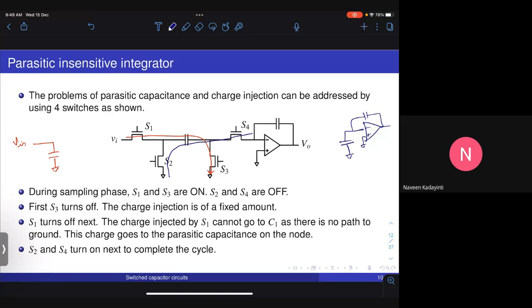But what is this different arrangement of switches? So what is done here is during the sampling phase, S1 and S3 are on, S2 and S4 are off. Nothing special there. That's what I just discussed. But when you're switching from the sampling phase to the integrating phase, first S3 is turned off. Okay, S3 turns off first. What happens is when S3 was on, both the terminals of S3, which is the drain and the source, were at ground.